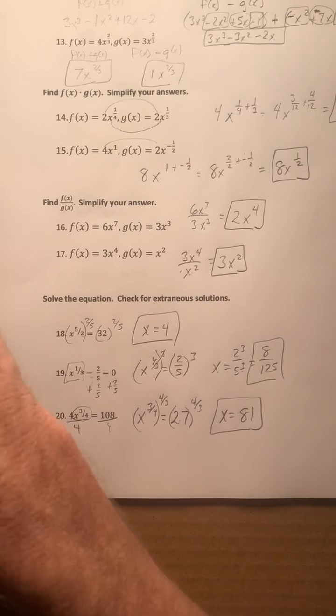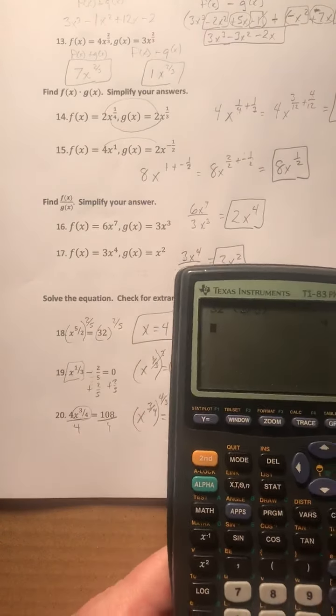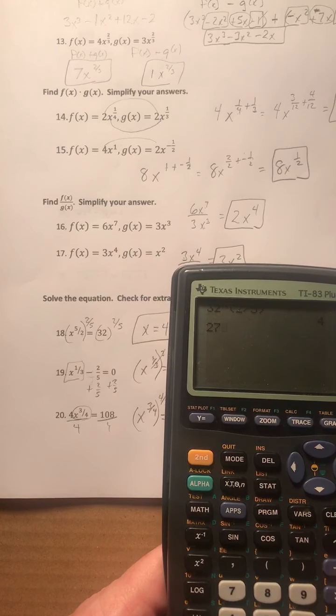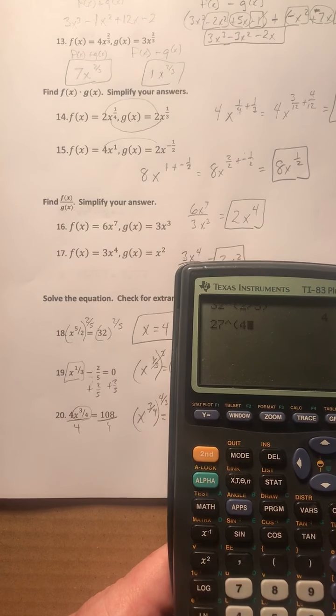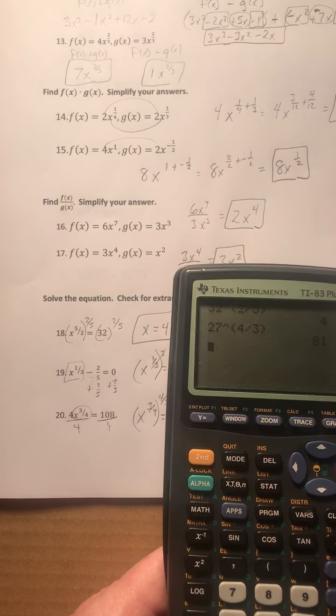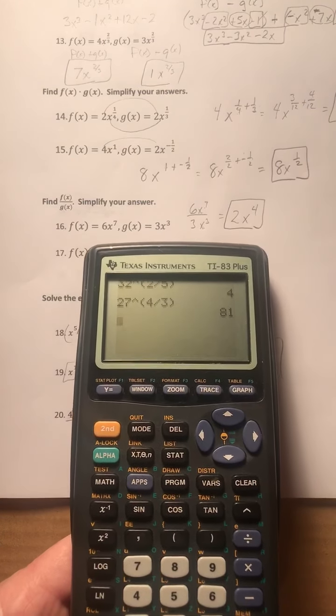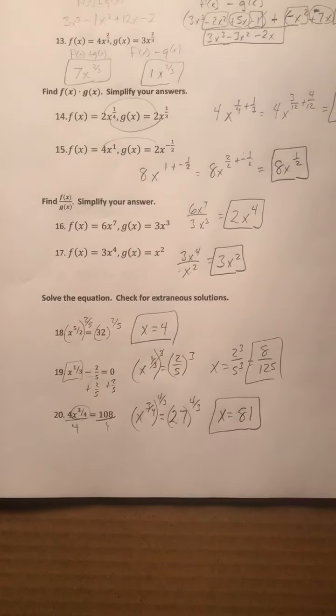And again, if you want to see that in the calculator, I'll show you. So I got 27 to the parenthesis 4 divided by 3 and enter. And there we go, 81. All right, so there's the first 2 pages.